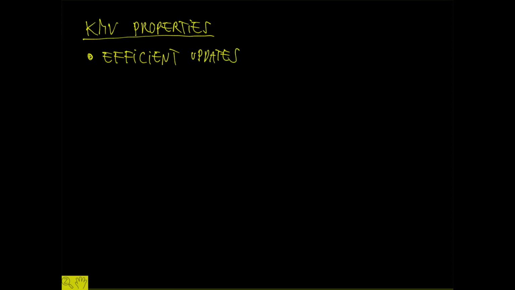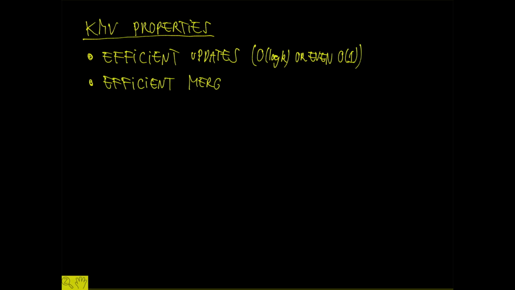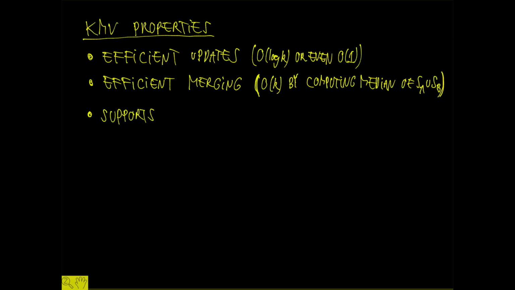So what are the properties of KMV? It's easy to see that you can efficiently update it. You can maintain a priority queue and even do smarter things to get logarithmic or even constant time updates. Also, you can merge two KMV summaries in linear time by eliminating duplicates and computing the median. Finally, and this is not obvious, we can take these sketches and estimate the set cardinalities.